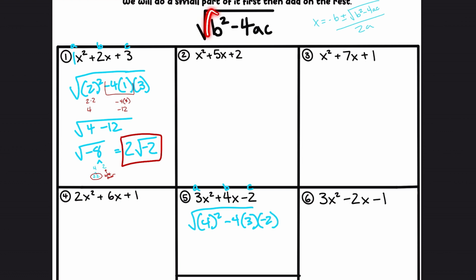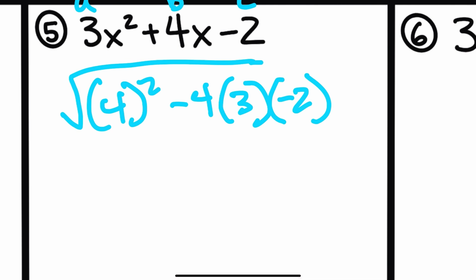I'm going to double check. I got my B squared. I have my -4. I have my A. I have my C. Good. All right, now I can start simplifying.